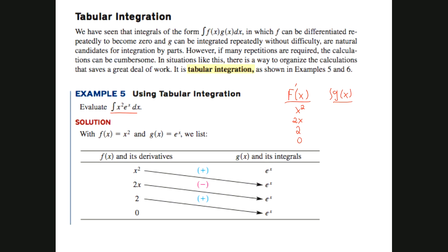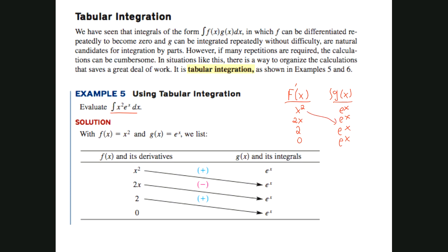So I've got e to the x. Take the integral of e to the x, I get e to the x, and again e to the x, and again e to the x. All right. Now, this is where we're basically done. All we have to do is draw lines here.